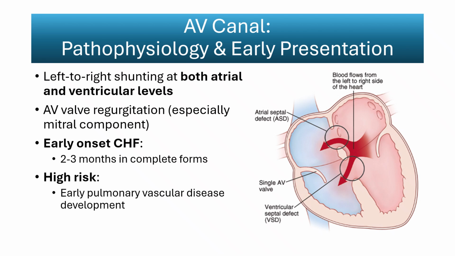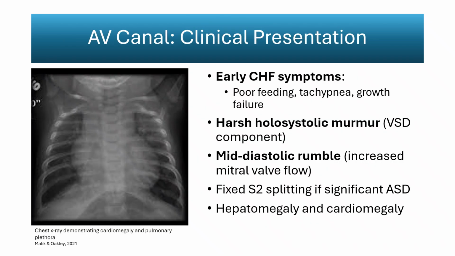Complete forms typically present early, with congestive heart failure becoming evident around 2 to 3 months of age, corresponding to the fall in pulmonary vascular resistance. Infants at this stage demonstrate tachypnea, poor feeding, hepatomegaly, and failure to thrive. Because of the large, unrestricted shunts and additional valve regurgitation, pulmonary arteries are exposed to both increased flow and pressure. This accelerates vascular remodeling, placing infants with complete AV canal at high risk for early development of pulmonary vascular disease, if not repaired. Infants with atrioventricular canal defects typically present early with signs of congestive heart failure.